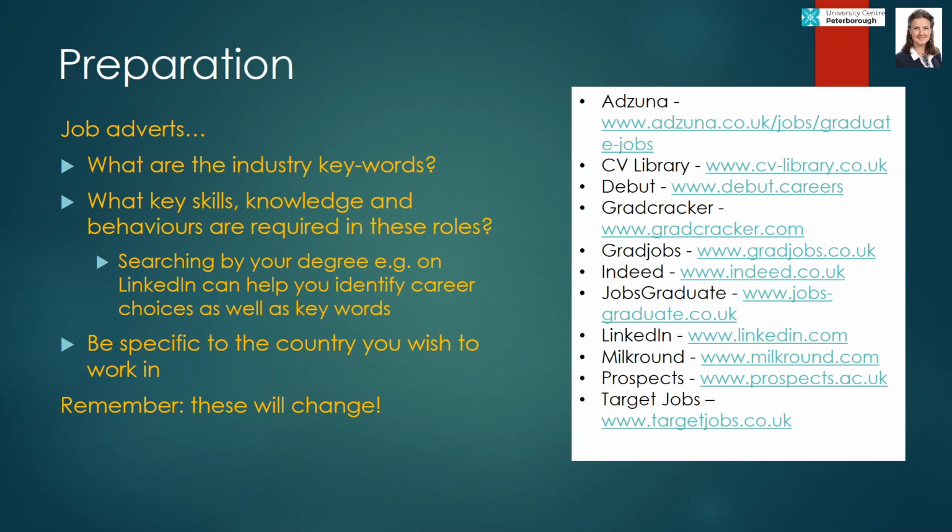In order to prepare for writing a CV, there are stages you need to do beforehand. One of the key areas is to identify what words are being looked for in the industry and the sector. The easiest way to do this is by going through a variety of roles, and you can see websites on the right hand side that will allow you to do this, and find the type of roles that you're interested in. From this, you can then identify what keywords are being used by the industry, but also what skills, knowledge and behaviours they're looking for. One of the areas that's quite quick for you to do is if you go onto LinkedIn and search by your degree, you can actually identify career choices as well as keywords.